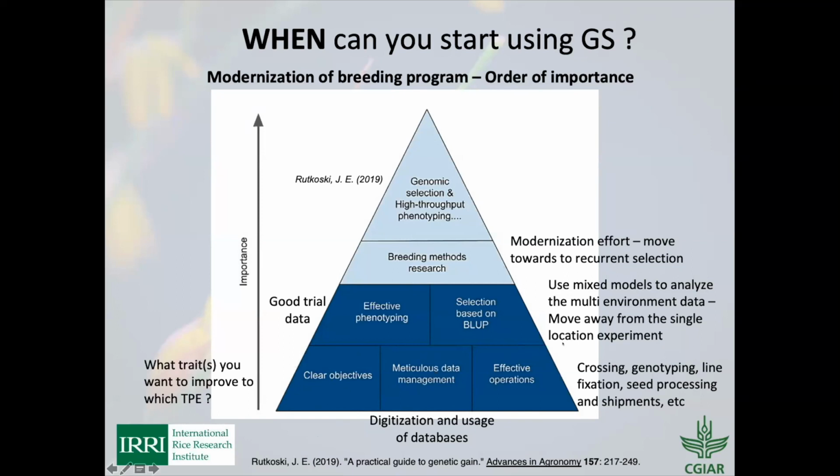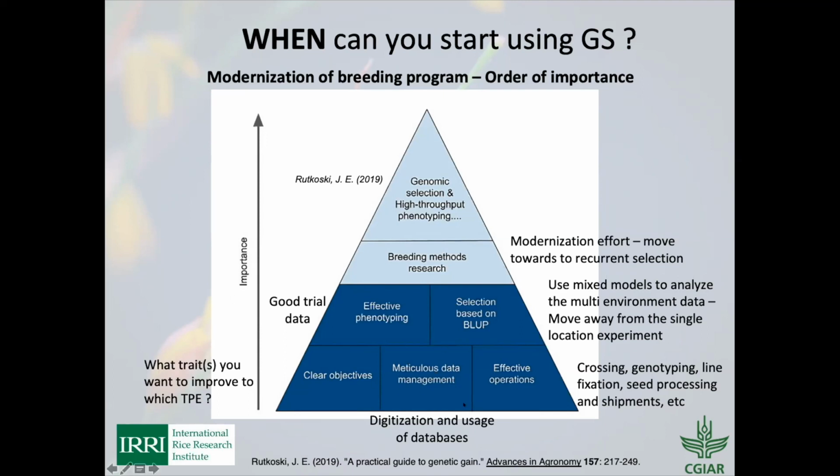So at the base of the pyramid, first of all, you need to know what traits you're targeting and which TPE you're targeting. This is an important thing, it has to be defined initially before we even think of, okay, can we start implementing GS? Now, you need to know what trait you're focusing on. Is it a quantitative trait? And where are you targeting? So how many locations you have and how are these locations distributed? Those kinds of things have to be done. This is important in any breeding program. It's more relevant when you're talking about using advanced techniques.